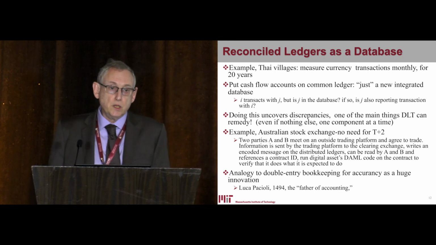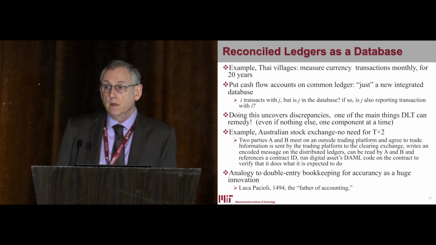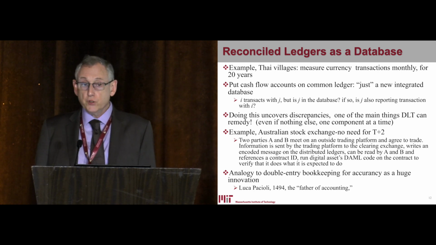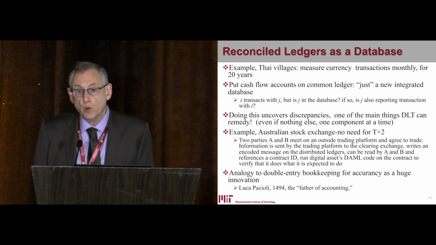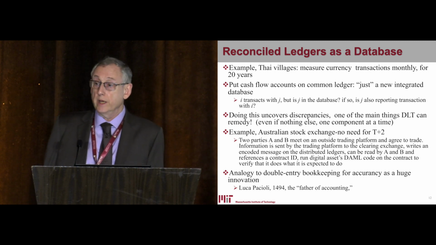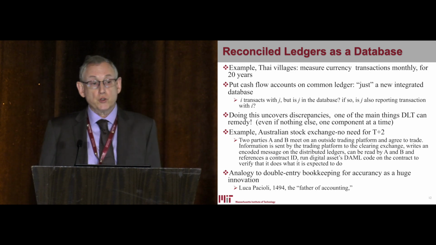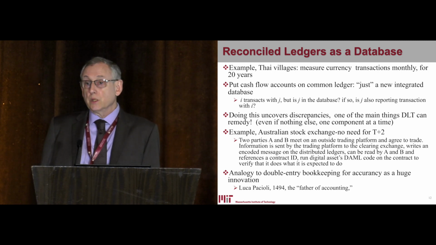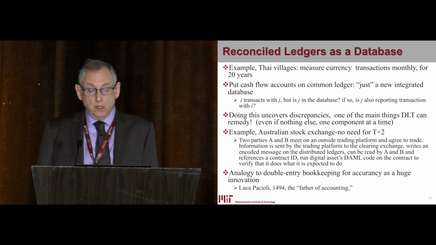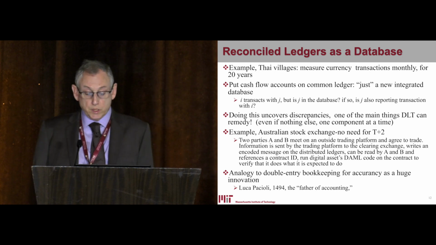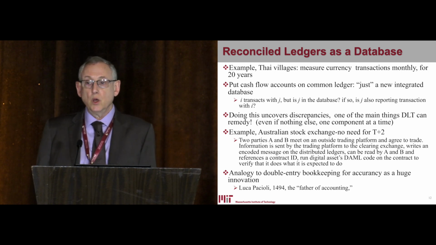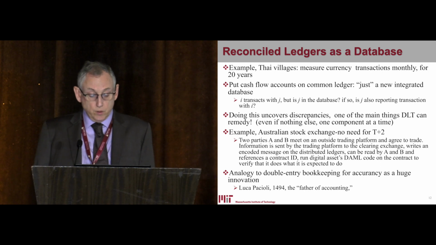And in particular, if some household I transacts with J, and they tell us that, the question arises whether J is in the database. And if J is in the database, J should also be reporting that exact same transaction with I. Well, it doesn't always turn out that way. Unfortunately, we didn't collect the data with distributed ledgers in mind. But the point is that a big plus for distributed ledgers is that it uncovers discrepancies, and it can do this in real time. So if nothing else, of the other three components, this one alone is a very big, worthwhile innovation.